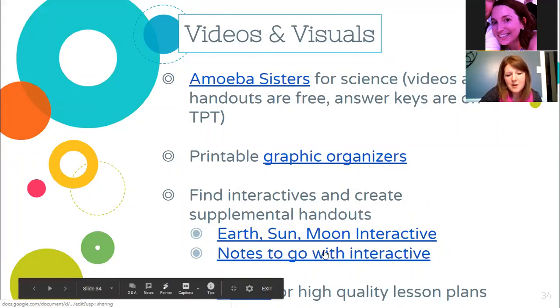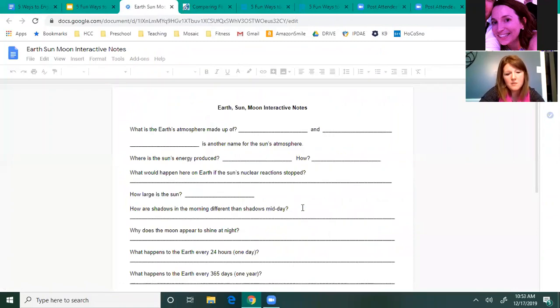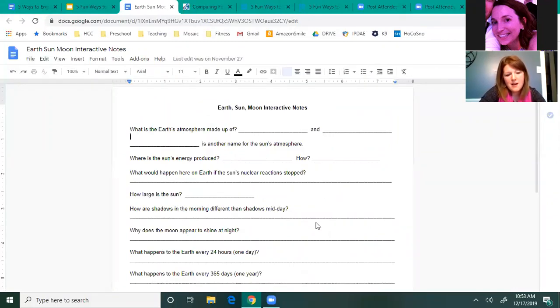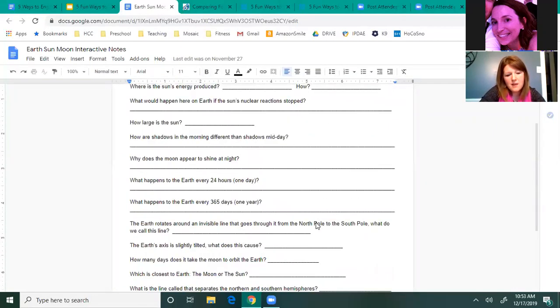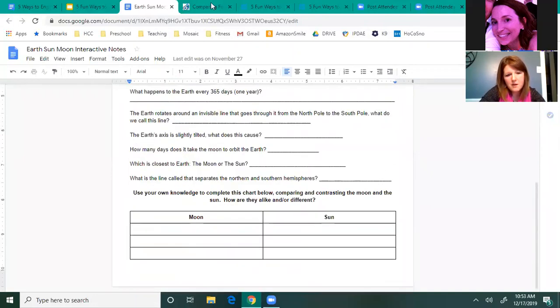Here are some guiding notes that I would make to go along with something like that has some notes for the students to take, and also a little bit of an application piece at the bottom where they compare and contrast.